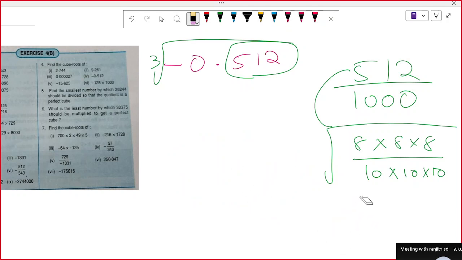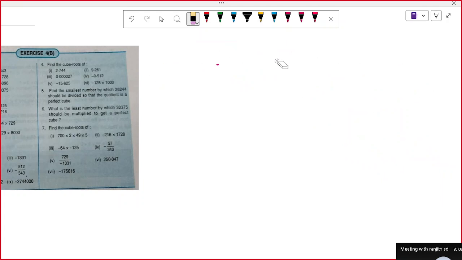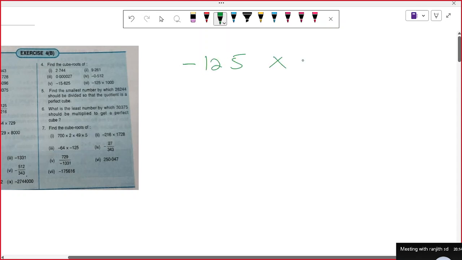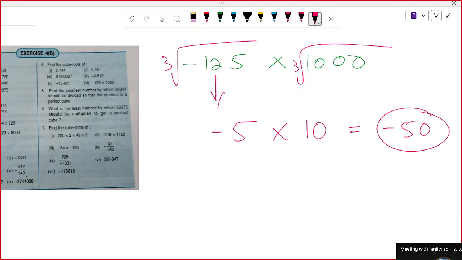Others, you'll try. Why did nobody understand the logic? No, you all shouldn't just try, write it. I just did it directly, sir. Yeah, directly. Look here, there are two questions given. So write 2 cube roots like this. What's the cube root of minus 125? Minus 5. And the cube root of 1000? 10. So minus 5 into 10 is minus 50. And nobody answered this except Anishka.